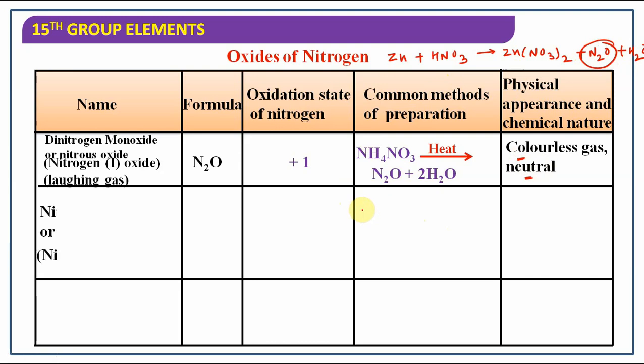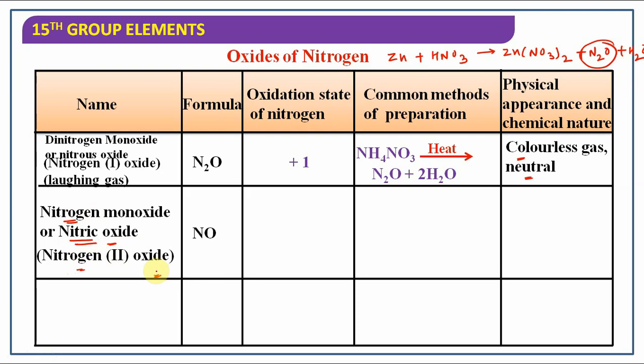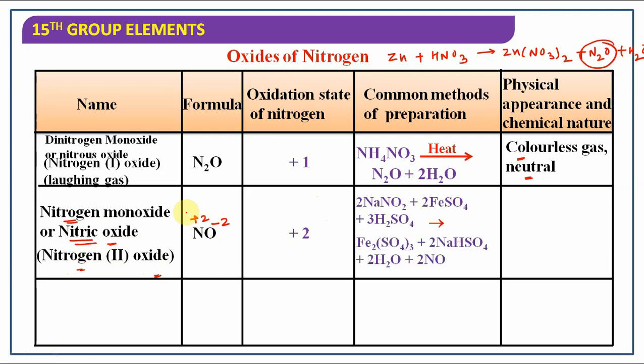So let's see the second oxide. The second oxide is nitrogen monoxide or nitric oxide, and the formula is NO and the oxidation state is +2. Oxygen is -2, nitrogen is +2. Clear children?